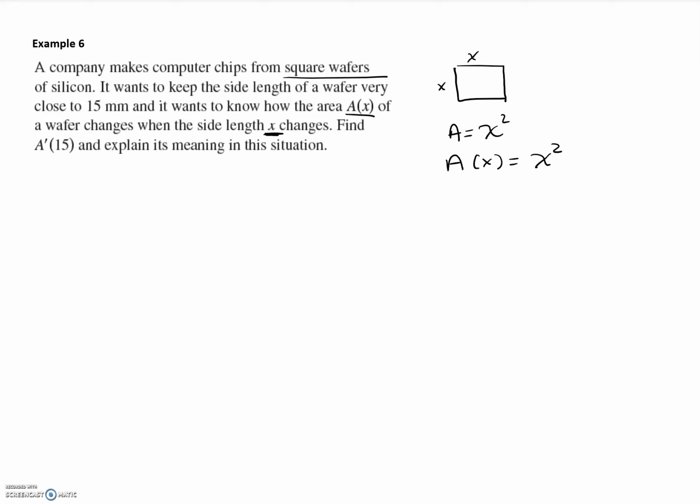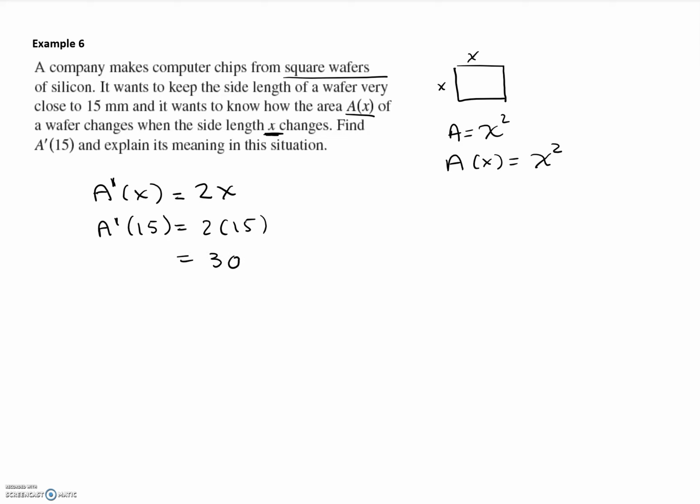They want us to find the derivative of A and explain its meaning in this situation. So A prime of x, just applying the power rule, gives us 2x. And A prime of 15, when I plug in 15, gives me 30.